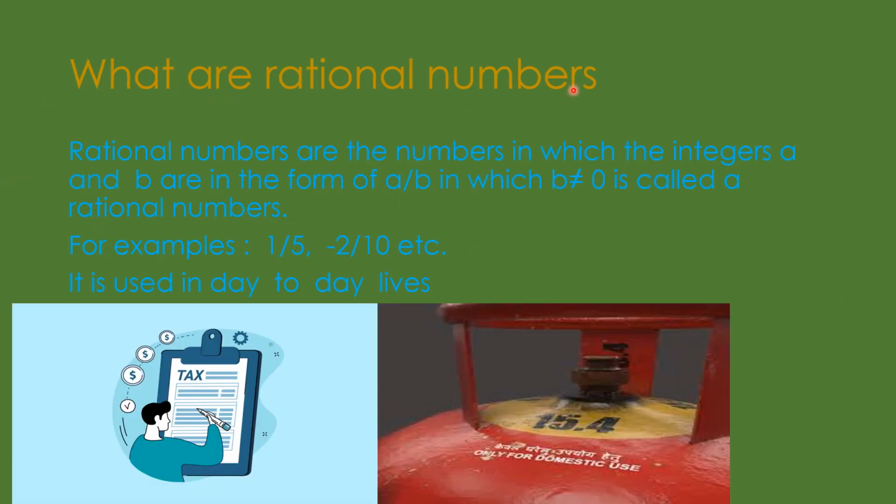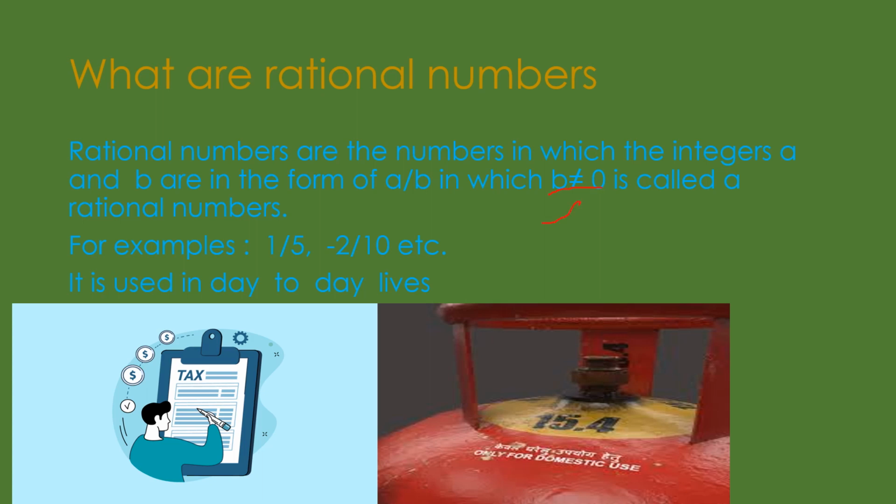What are rational numbers? Rational numbers are the numbers in which the integers a and b are in the form of a by b, in which b is not equal to 0. For example, 1 by 5 and 2 by 10. We need to remember that b is not equal to 0.